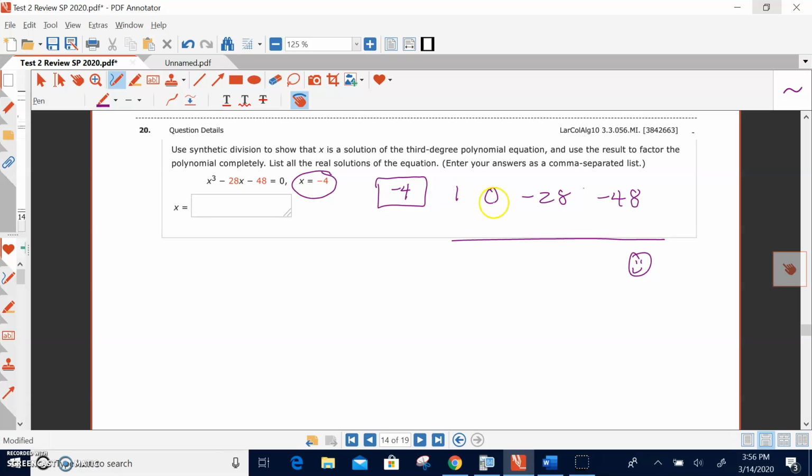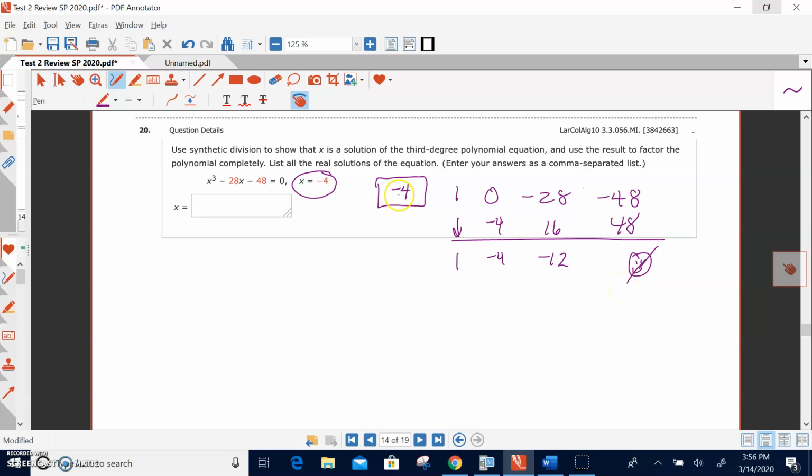x cubed, missing the x squared, -28 on the x, -48. Let's see what happens. Bring the 1 down, we get -4. Here we get 16. When I subtract those, I get -12, and -12 times -4 is +48. So yes, we get a 0 remainder.